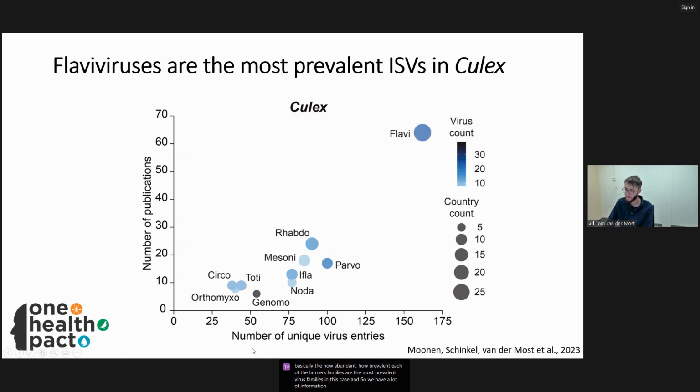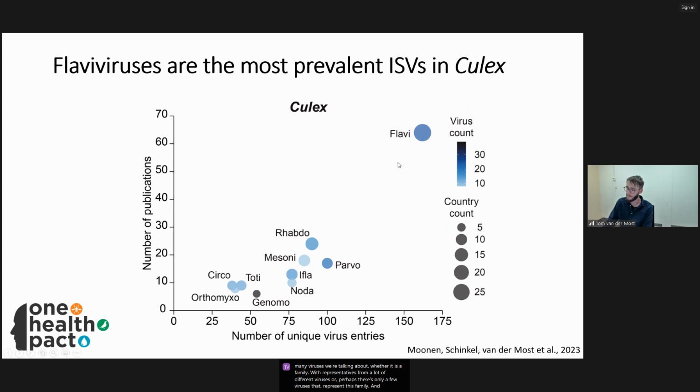So we have a lot of information there, which indicates some important variables to take into account. First we have the number of unique virus entries, which is our measure for prevalence. But we also show the number of publications, which says something about how often what is found in one paper would also be found in others. We also show the number of countries, by the size of these dots, in which these families have been reported in these mosquitoes, and an indication of how many viruses we're talking about, whether it is a family with representatives from a lot of different viruses, or perhaps only a few viruses represent this family.